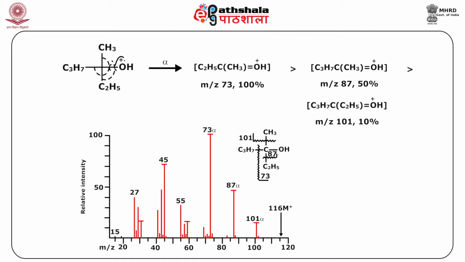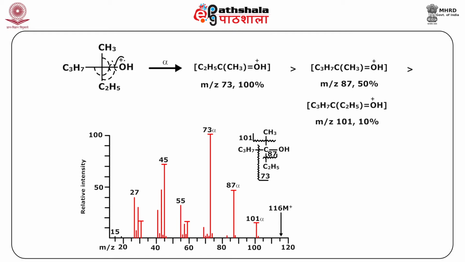Alpha cleavage in 3-methyl-3-hexanol, let us take this example of another alcohol, gives the most abundant peak for the molecular ion formed by loss of the largest alkyl group, that is the propyl group, then that formed by the loss of the ethyl group, and least abundant is the molecular ion formed by loss of the smallest alkyl group, that is the methyl group. Now the relative intensity of the molecular ion at m/z equal to 73, 87 and 101 decreases from 100 to 50 and then to 10% for 101 respectively.